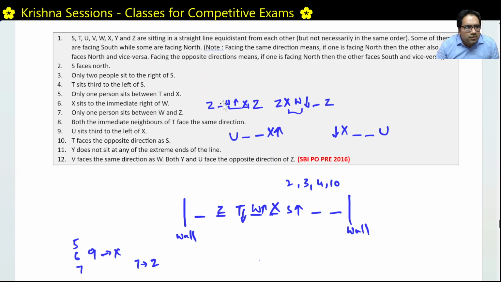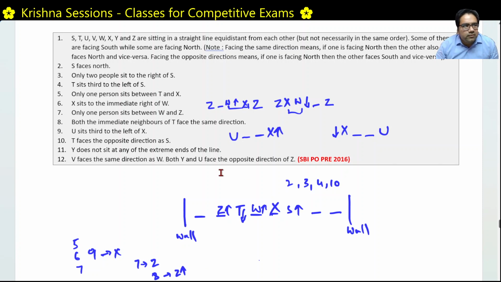Now there is one more condition, condition number 8, which says both the immediate neighbors of T face the same direction. That means Z and W should face the same direction. So what does that mean? W is facing north, so Z also should face north. As per condition number 8, we have decided that Z is facing north.